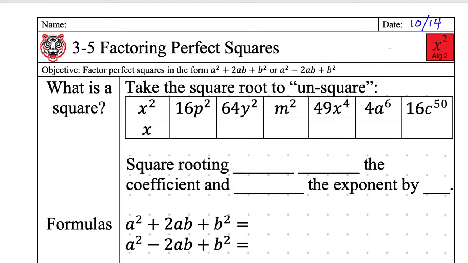Quiet, raised hand. Who can read our objective for today? Ellery. Factor perfect squares in the form of a squared plus 2ab plus b squared, or a squared minus 2ab plus b squared. Perfect, yeah, so the only difference is one of them is a plus, one of them is a minus. We need to know how to do both of those. They're technically the same formula, but I'm going to make it easy for you.